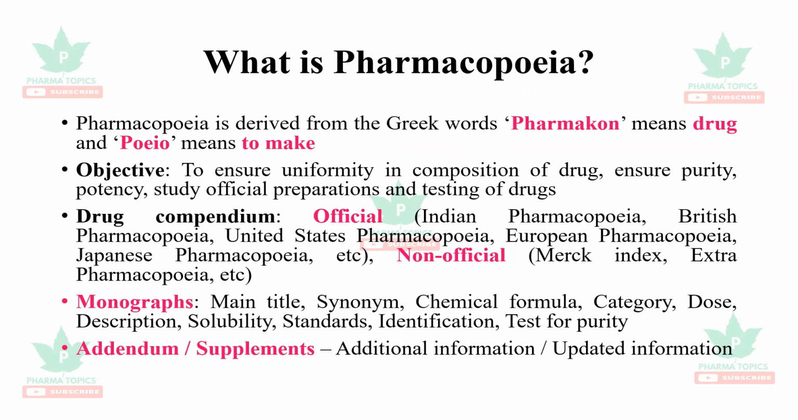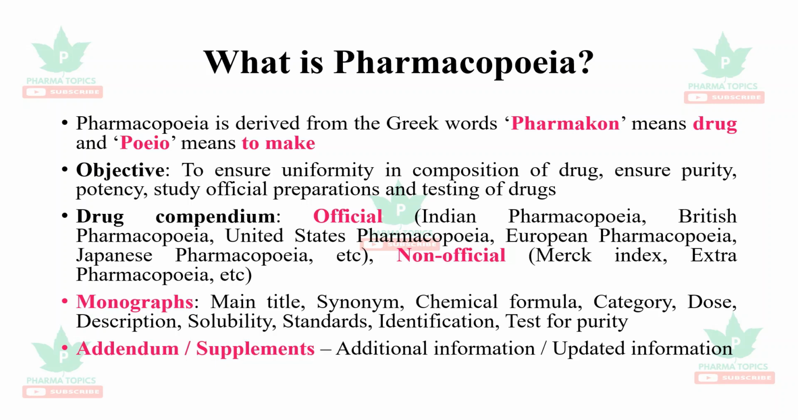First, let us see what is pharmacopoeia. Pharmacopoeia is derived from the Greek words pharmakon, which means a drug, and poio means to make. The objective of pharmacopoeia is to ensure uniformity in composition of the drugs, ensure its purity, potency, study the official preparations, and testing of drugs.